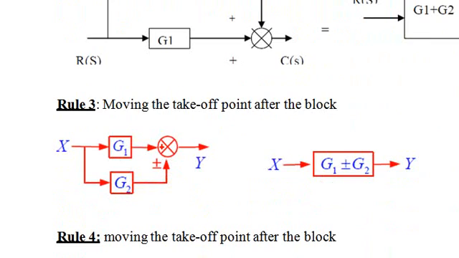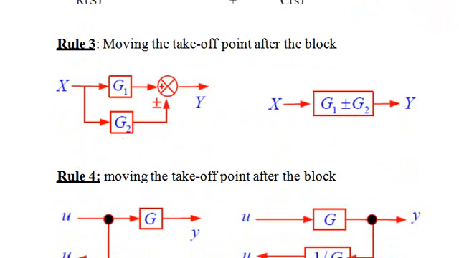Third rule: moving the takeoff point after the block. Here, if you observe, the takeoff point is available ahead of the block. Now this will be replaced with the help of another block with gain 1/G, so that we have the takeoff after the block also. Now here we have a closed loop function with the gains G1 and G2, and these two will be combined with the symbol G1 plus or minus G2.